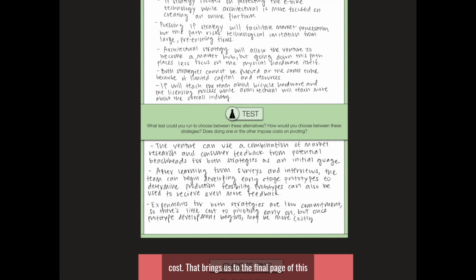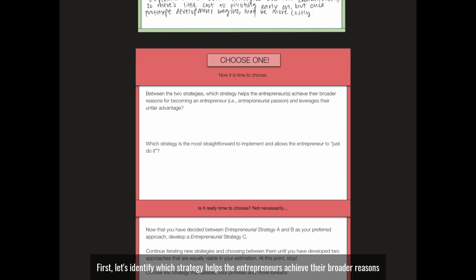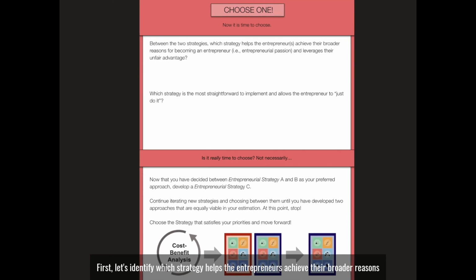And that brings us to the final page of this section in the workbook, where we'll choose one. So first, let's identify which strategy helps the entrepreneurs achieve their broader reasons for becoming an entrepreneur. This is also known as their passion. We'll also try to determine if one strategy leverages their unfair advantage better than the other.